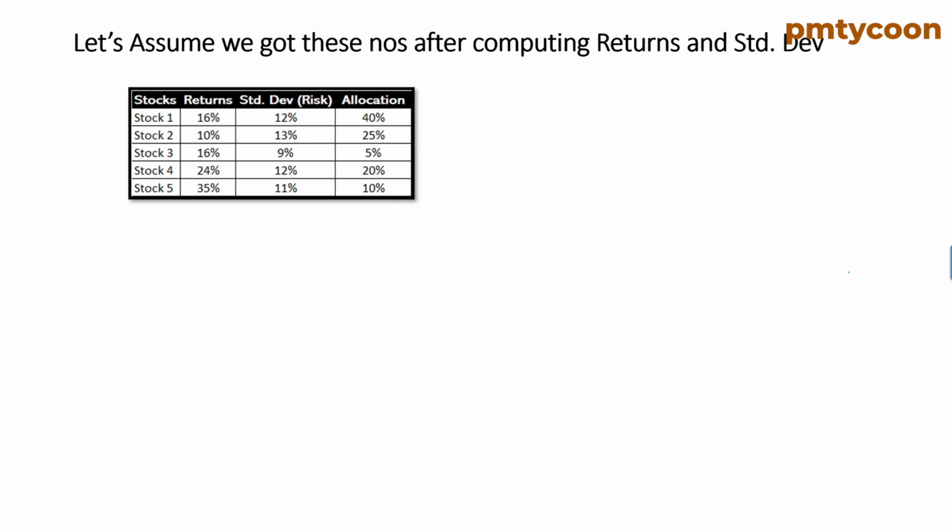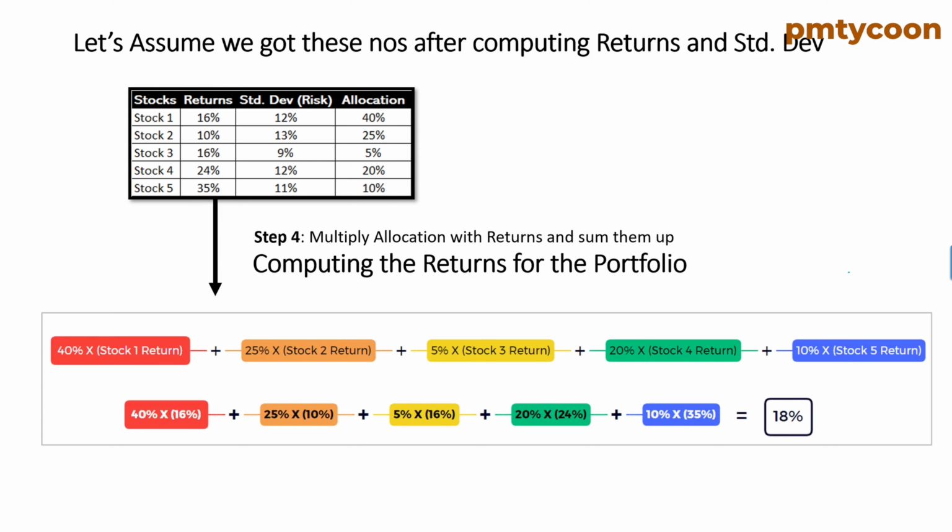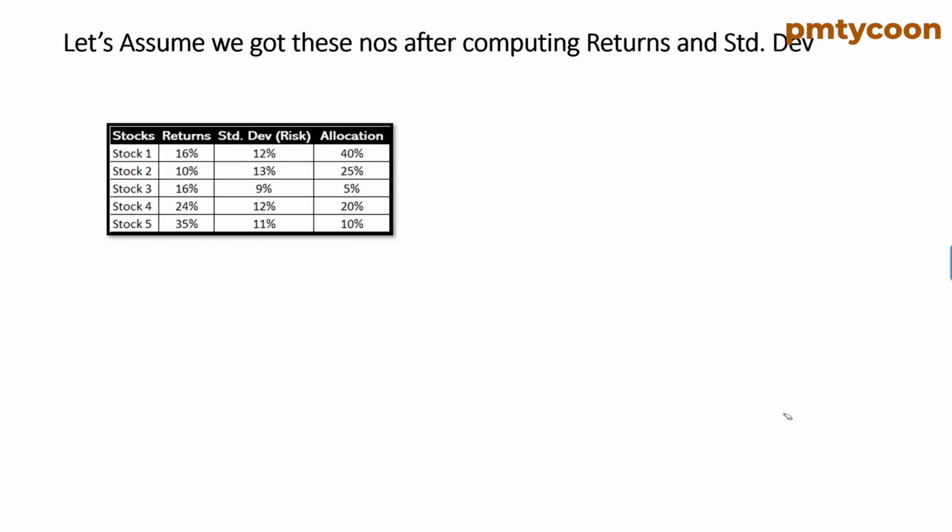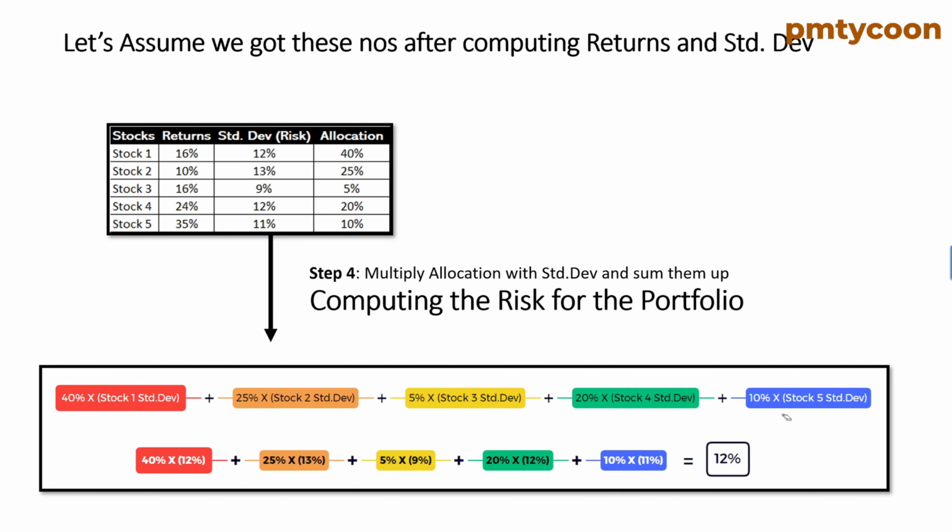So as I've done the calculations, here are the numbers. I have gotten 18% returns when I did the weighted average calculations. See here, 40% into 16%, 25% into 10%, so on and so forth. The return I have gotten is 18%. So this 18% is the return of the entire portfolio. Similarly, if we do the calculation for risk, I have gotten 12% as the risk number for the entire portfolio.